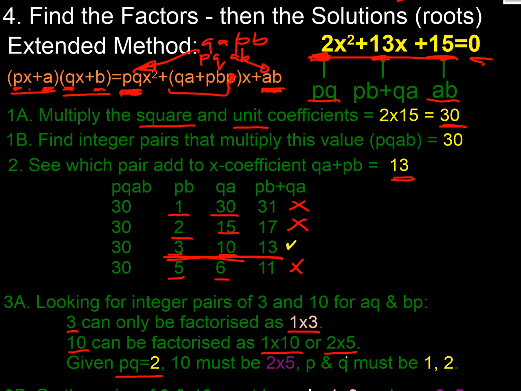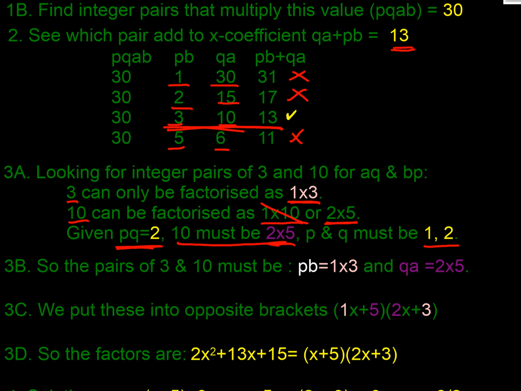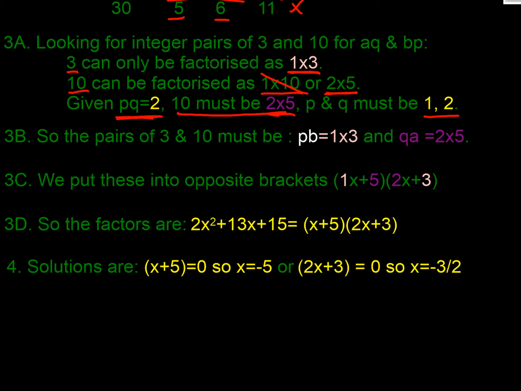We can have 1 and 2 as being our p and q. So that means that 1 and 10 doesn't work, but the 2 times 5 does work. So we have to factorize 10 as 2 and 5, and we have to factorise 3 as 1 and 3. And because p and q equal 2, they must be integers, and we've got to factorise that as 1 and 2, haven't we? P and Q must be 1 and 2. Okay, so now we've got the information we need to get to our next step.